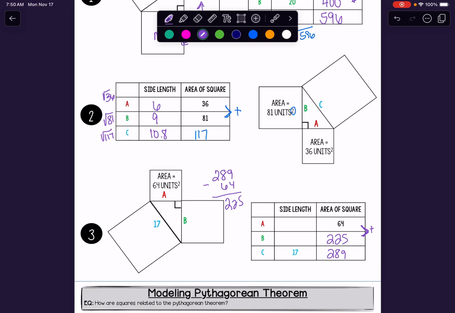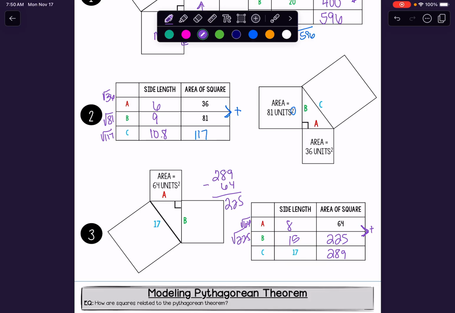That's the area. I don't always want the area. I want the side length. So to find the side length, I need the side length of the small and the medium one, so the square root of 64 is 8. The square root of 225 is 15. So that is giving you basically a good little intro again of all the different things with that.